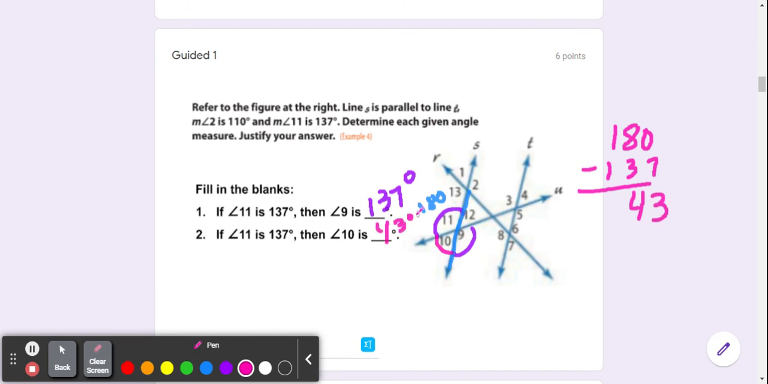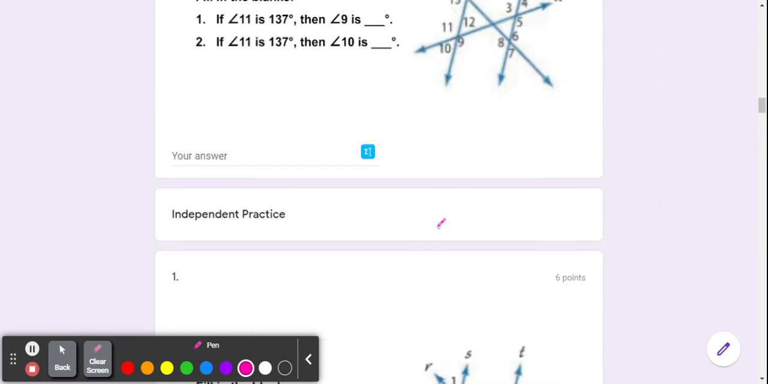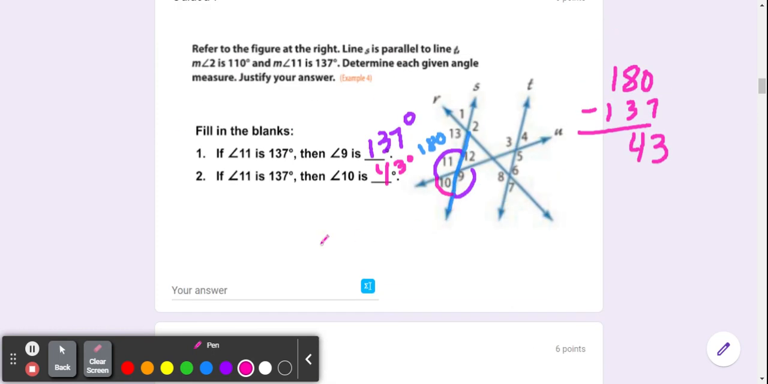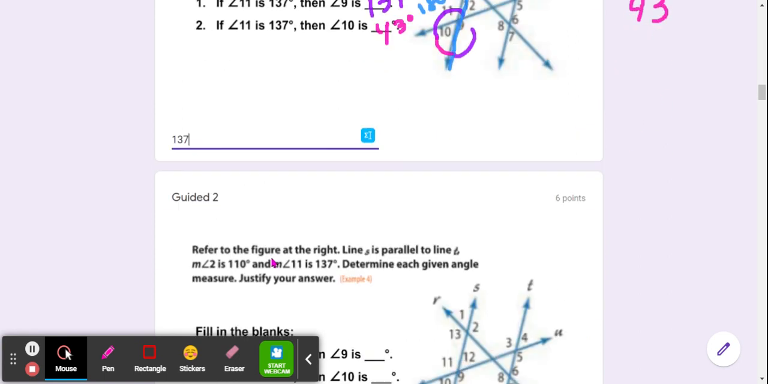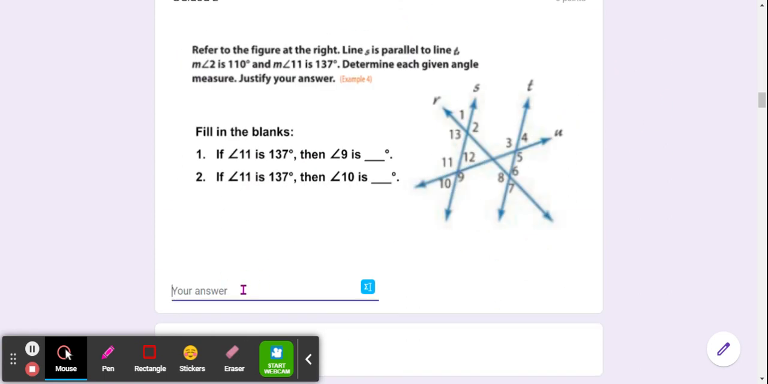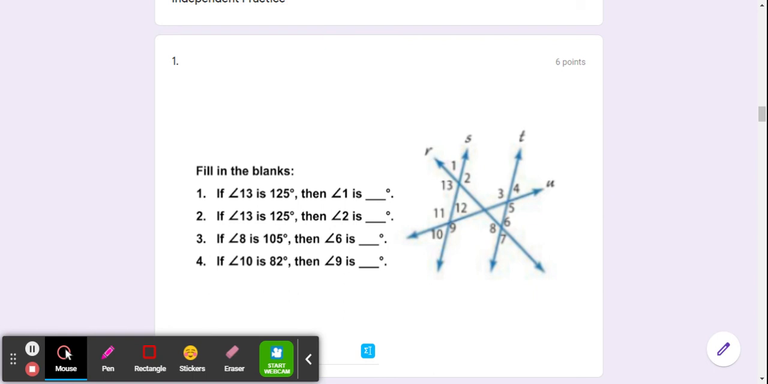Okay, so go ahead and plug those two answers in. Sorry, I didn't specify. For this one, you're going to type in 137, and then for the second one, you're going to type in 43. So y'all go ahead and try these. Pause your video and then resume.